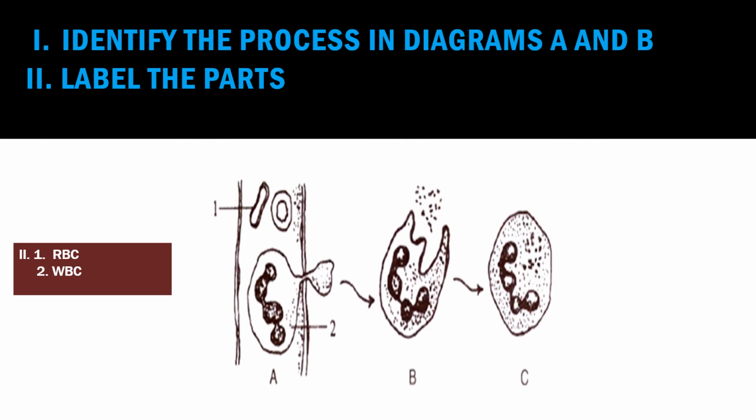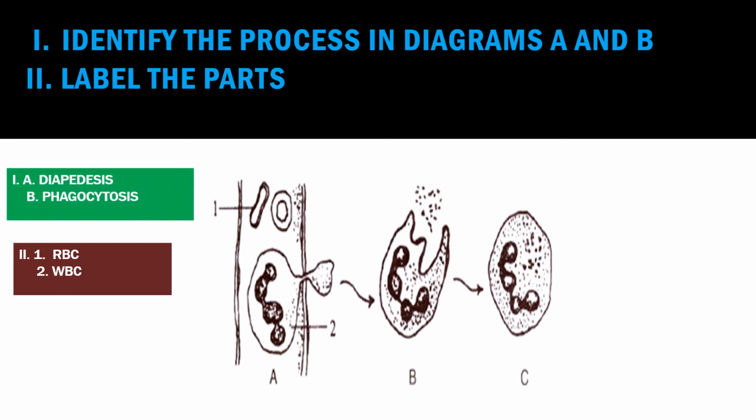First question, identify the process in diagrams A and B. Which is that, diagram A? Diagram A is showing diapedesis. Identify the process. Then A is diapedesis. You have to write. B, which process is that? Phagocytosis. Then the next question, label the parts. First one, RBC. Yes, this is RBC. Second one, WBC.